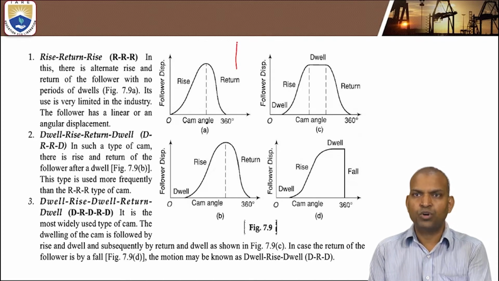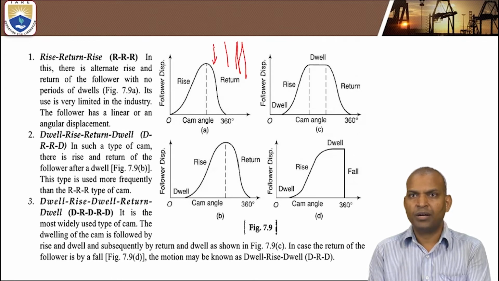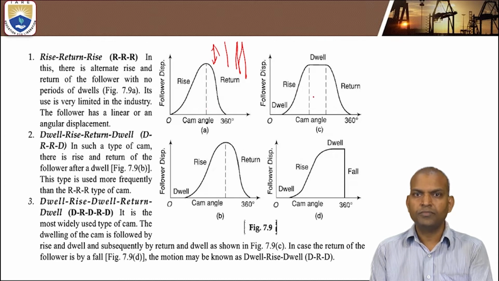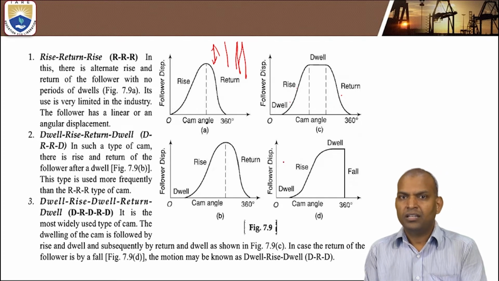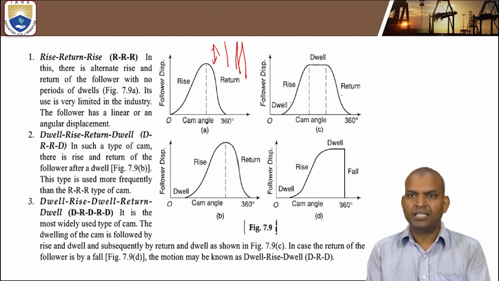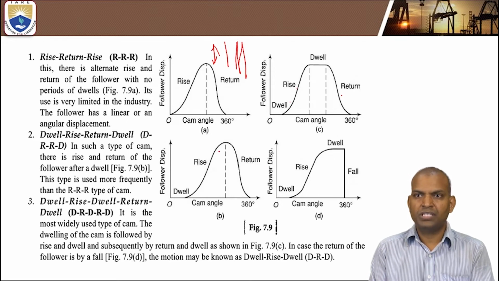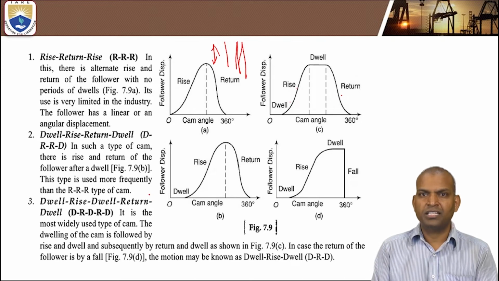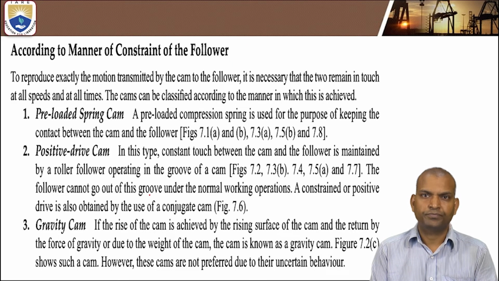The follower rises, meaning it goes up, and again it goes down. It is only going up and down, with no dwelling. Coming to figure C: dwell, rise, dwell, return, again dwell. So dr, dr, d is figure C, which is the third category. Now if you see D: rise, dwell, rise, return, dwell, that is the second category. Now the third category is dr, drd. That is based on the movement of the follower.